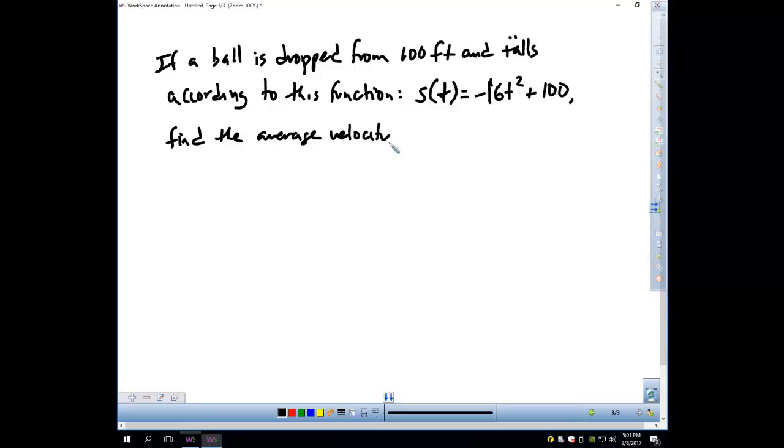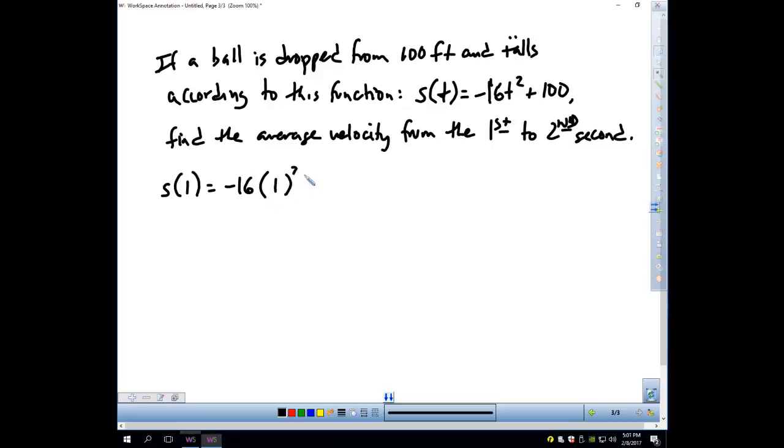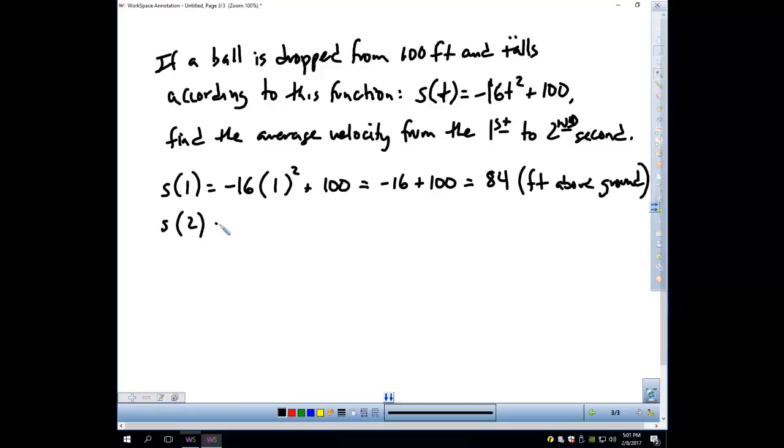I want to find the average velocity from the first second that the ball has been dropped to the second second that the ball has been dropped. So what's the average speed during that time? What I'm going to do is plug 1 in for t, that's our first second. When I plug that in, that's going to give us a value of 84 feet, and that'd be 84 feet above the ground. That's where the ball is at t equals 1 second. It's 84 feet above the ground.